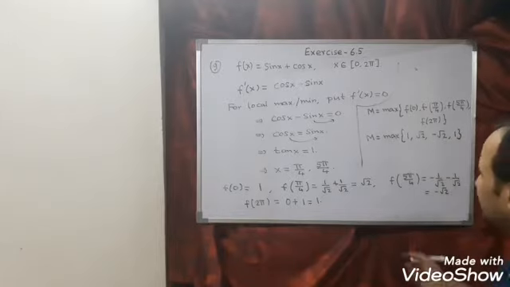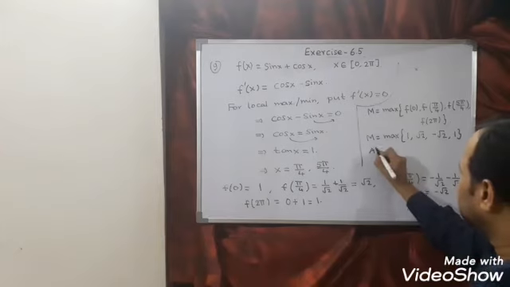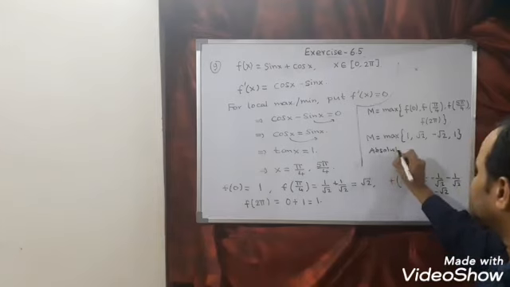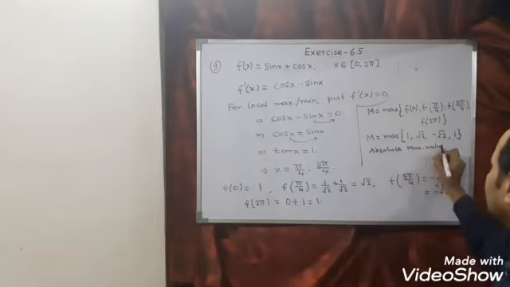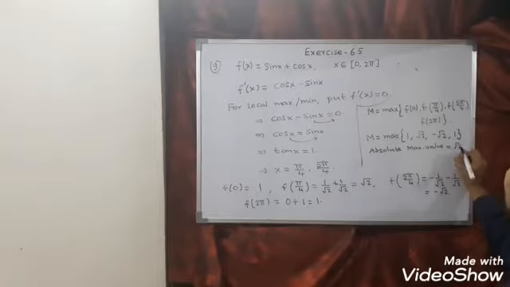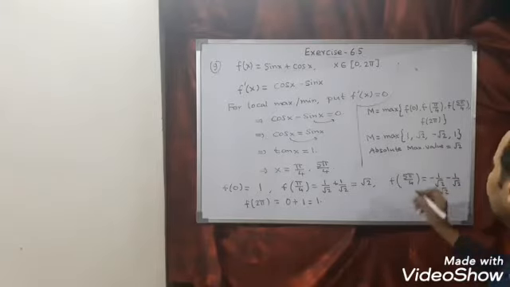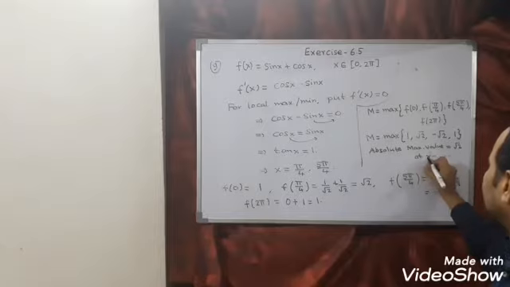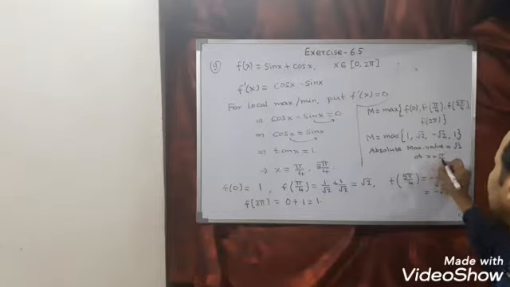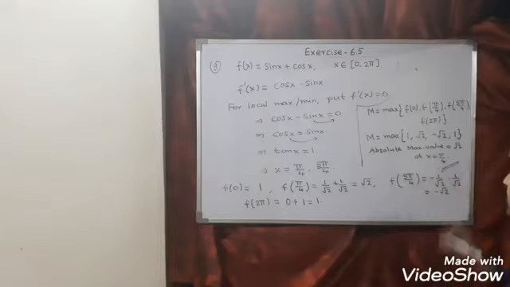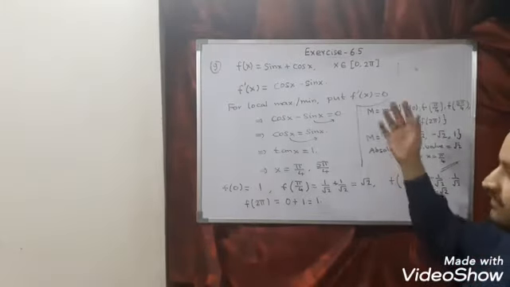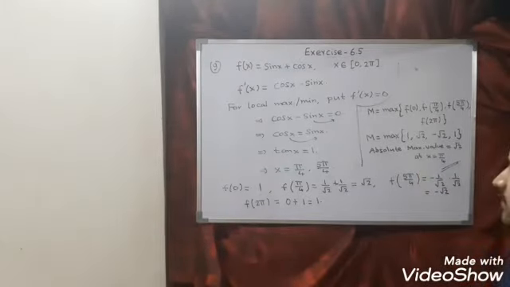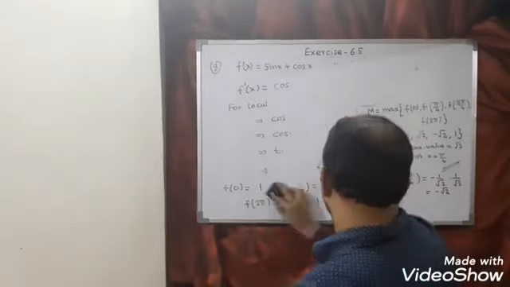The question is the maximum value. So the absolute maximum value is root 2. And at which point are we getting root 2? At x is equal to pi by 4. So this is the required solution. I think it is clear how to find the global max and global min of f of x in the closed interval a comma b. Let us see one more question.